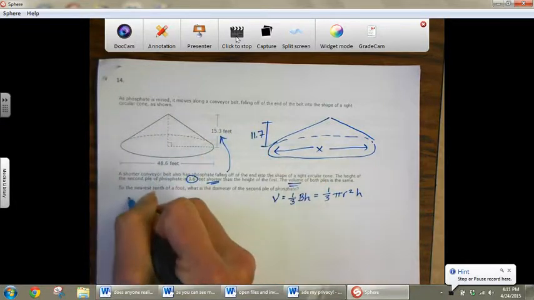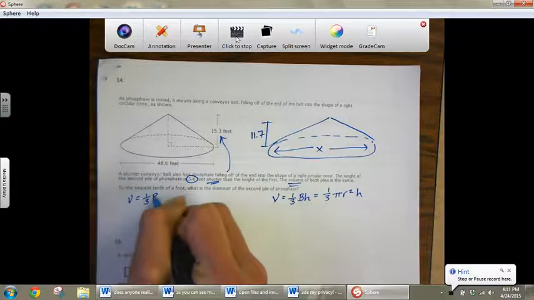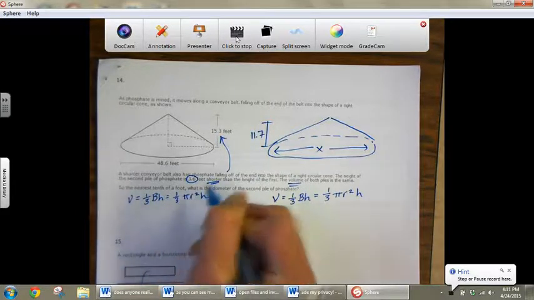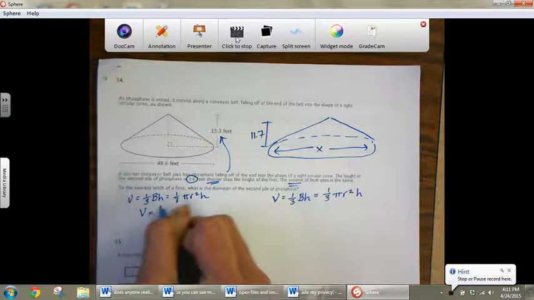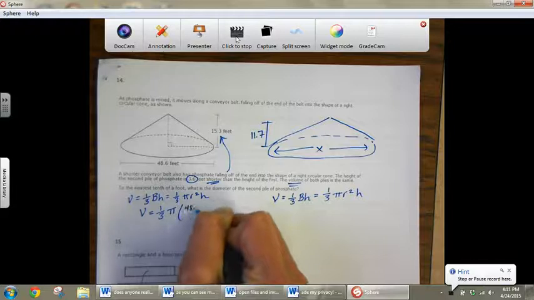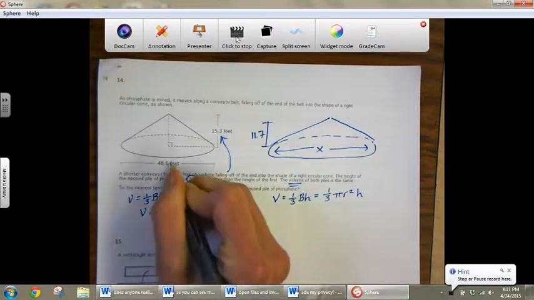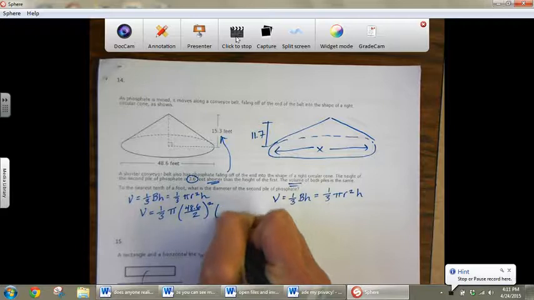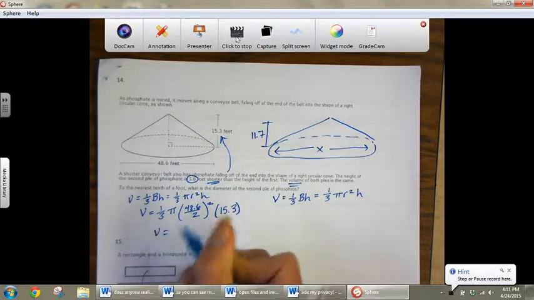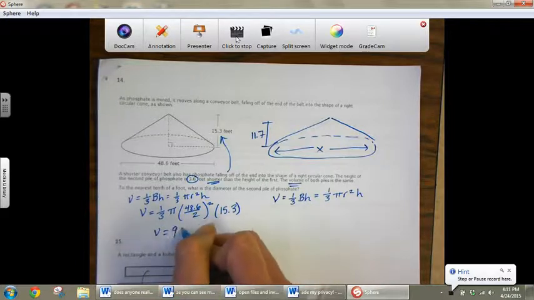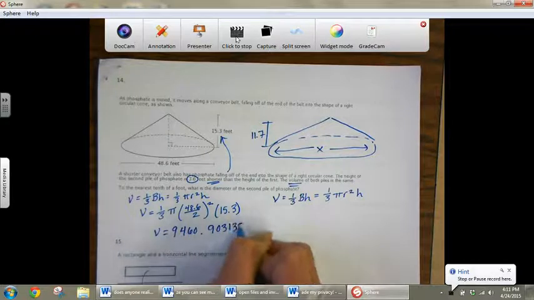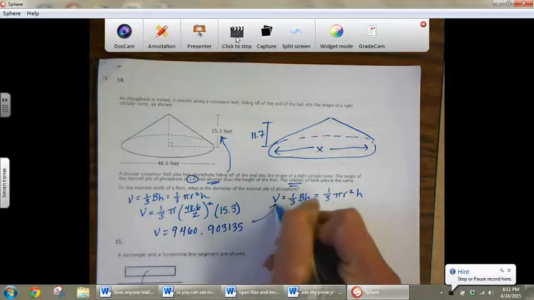So this volume is going to be 1/3 capital B H, which is 1/3 pi r squared h. So I can say that my volume is going to be 1/3 pi times the radius, which is 48.6 divided by 2, since that's the diameter, squared times 15.3. So if I go ahead and put that in my calculator, I'll get that the volume is 9,460.903135.